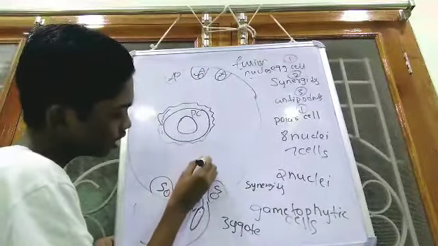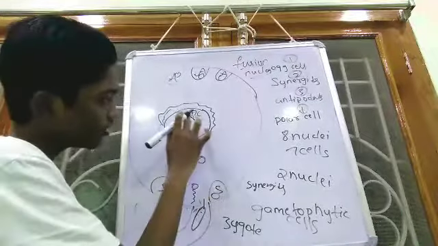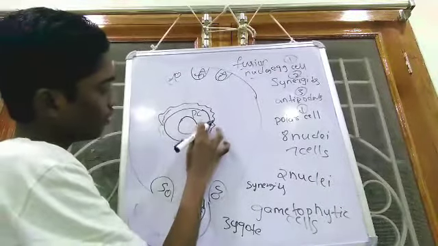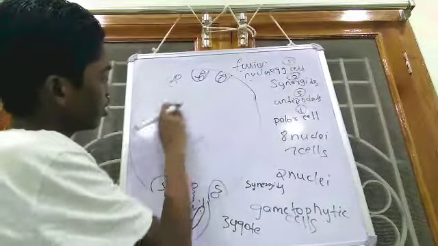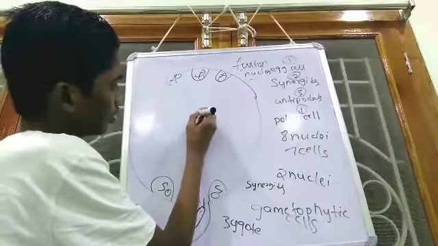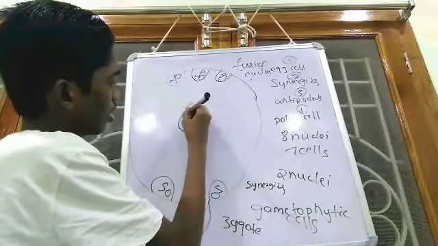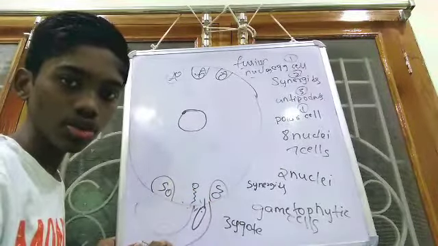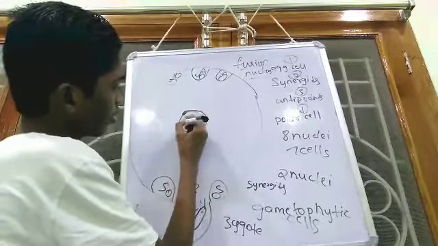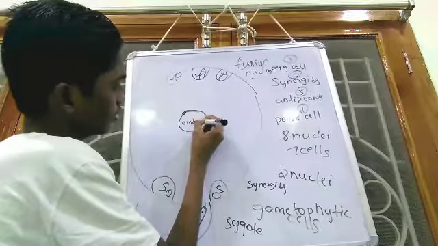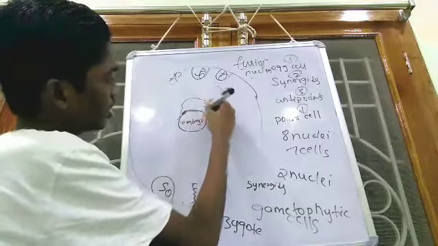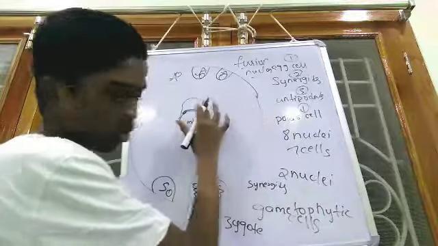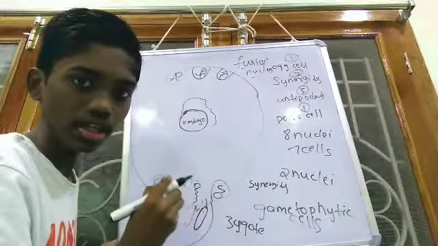Then this male nucleus fuses with the female nucleus. So it will also fuse with the female nucleus. Then at last it forms a big nucleus, and it starts developing into the embryo. So friends, don't get confused. Inside the ovule only, the embryo will be developed.